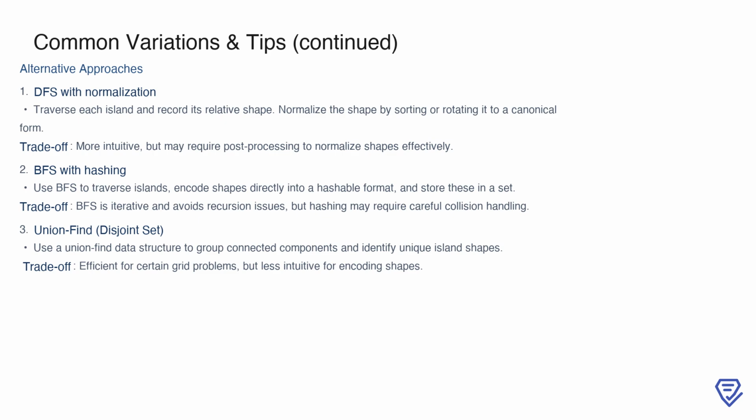Another approach is BFS with hashing. In this method, you use BFS to traverse the grid, encode the island shapes directly into a hashable format, and store them in a set for comparison. While this avoids recursion issues and is efficient, you must carefully handle potential hash collisions. Lastly, the union find or disjoint set approach can be used to group connected components and identify unique island shapes. This method is efficient for certain types of grid problems, but it tends to be less intuitive when it comes to encoding and comparing shapes. Each of these methods has its trade-offs, so the best choice will depend on the specific constraints and requirements of the problem.